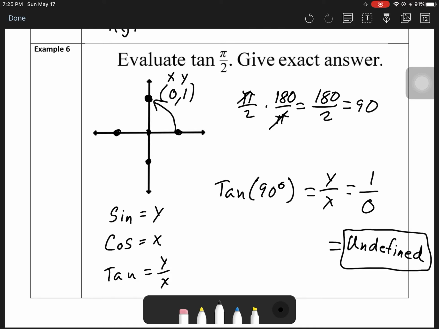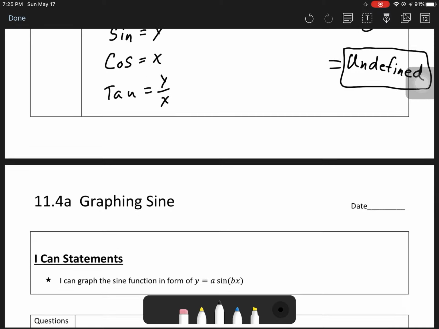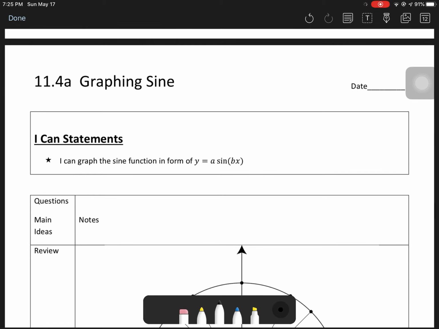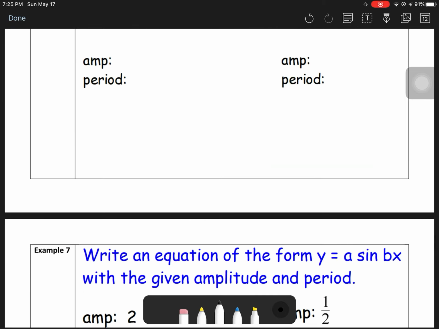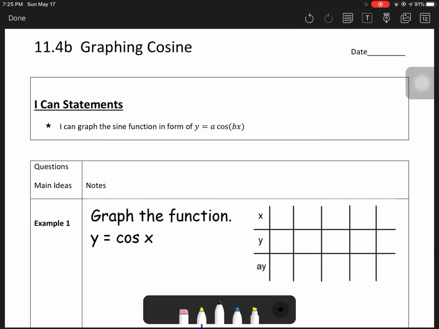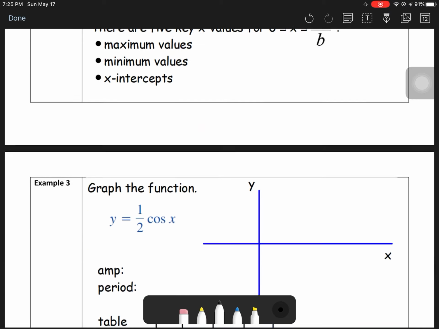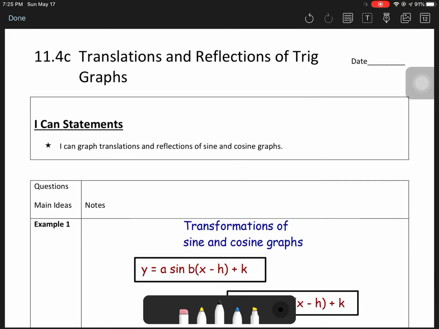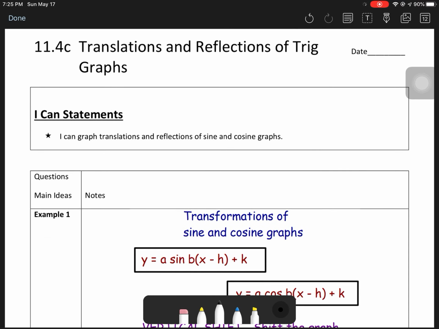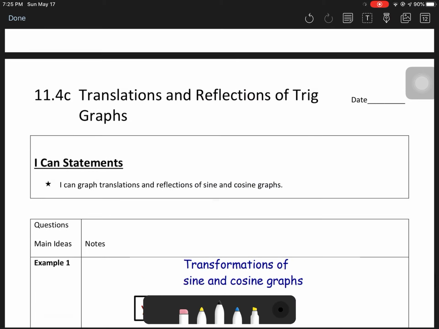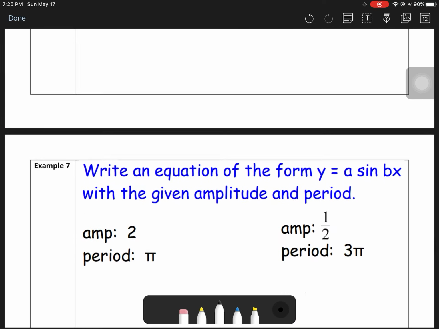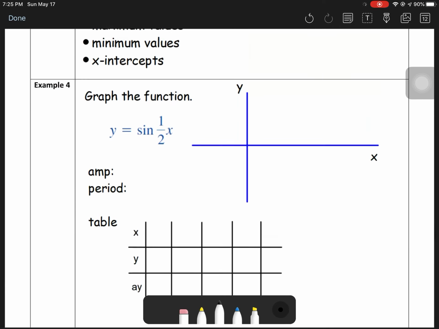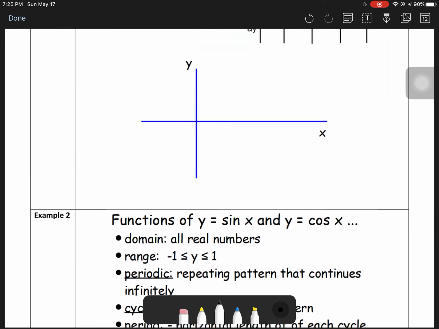Okay, all right, so what you guys are missing out on, since we didn't have as much time and I didn't want to overload you, graphing sine, graphing cosine, I know this looks kind of scary, and then translations and reflections of the trig graphs, so the sine and the cosine. These are concepts you will learn if you take trig next year, which I highly recommend for a lot of you.